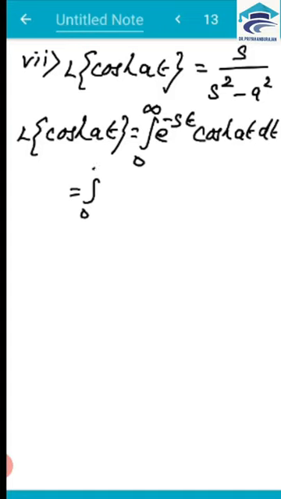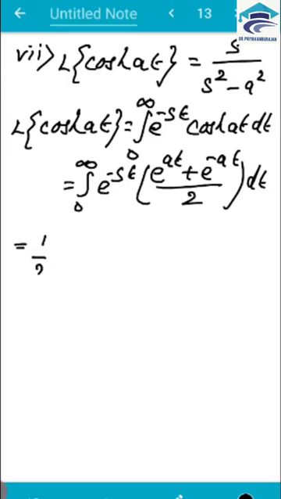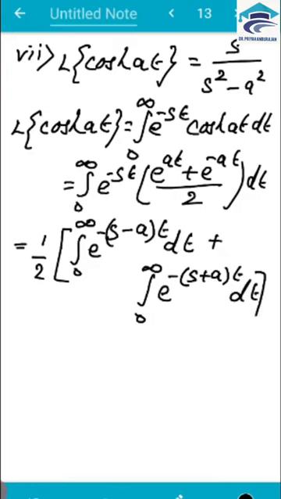This can be written as the integral from 0 to infinity of e power minus st into e power at plus e power minus at by 2, so this is what cosh is, dt. This is equal to 1 by 2. Let us split the integration here. So 1 by 2 into the integral from 0 to infinity of e power minus, we will take the negative sign outside, s minus a into t dt, plus the integral from 0 to infinity of e power minus s plus a into t dt.